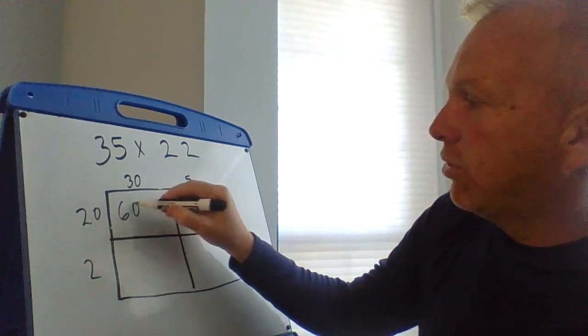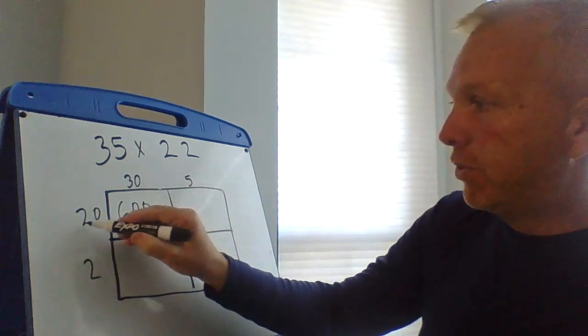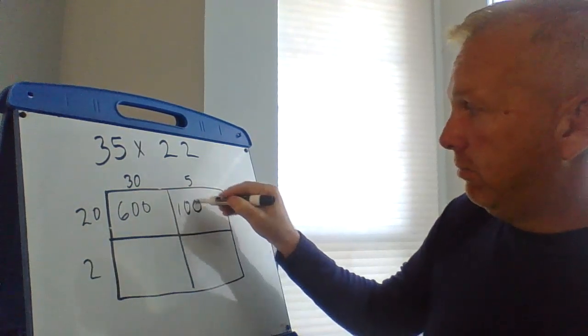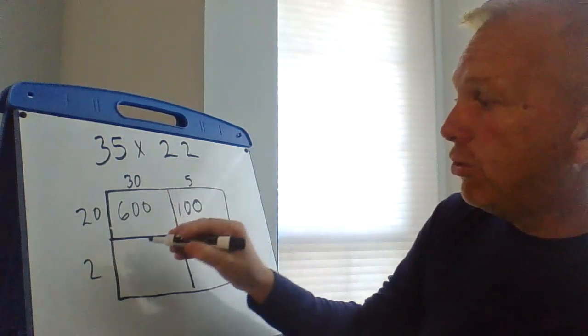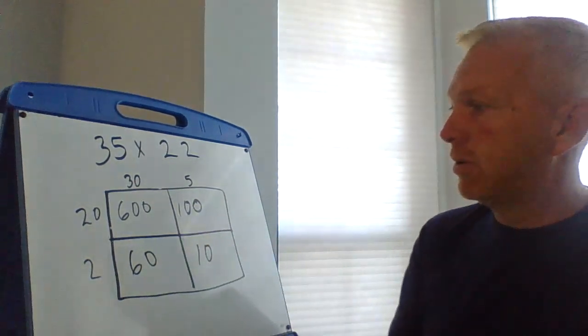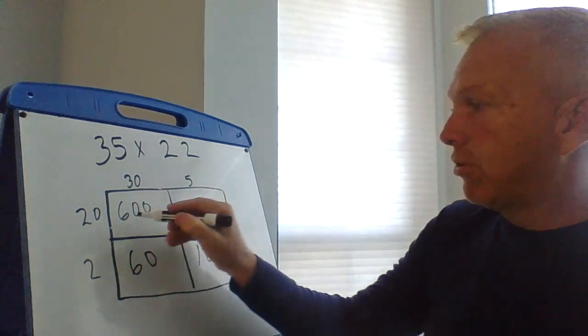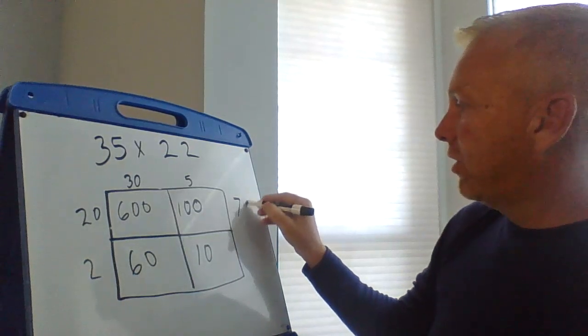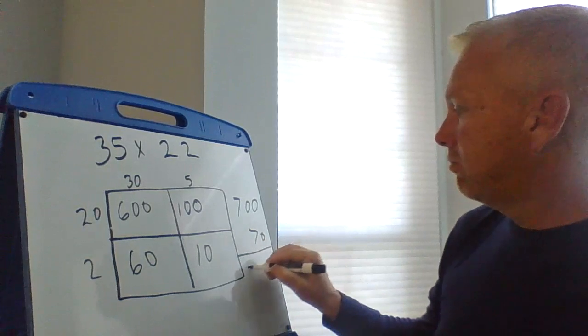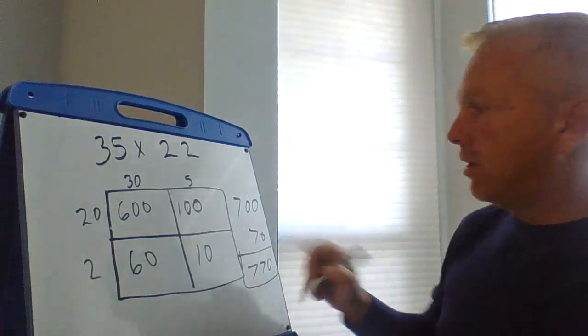Add my placeholders. 2 times 5 is 10. Add the placeholder. 2 times 3 is 6. Placeholder. 2 times 5 is 10. Add them across. 600 plus 100 is 700. 70. 770. Now you can add them anyway.